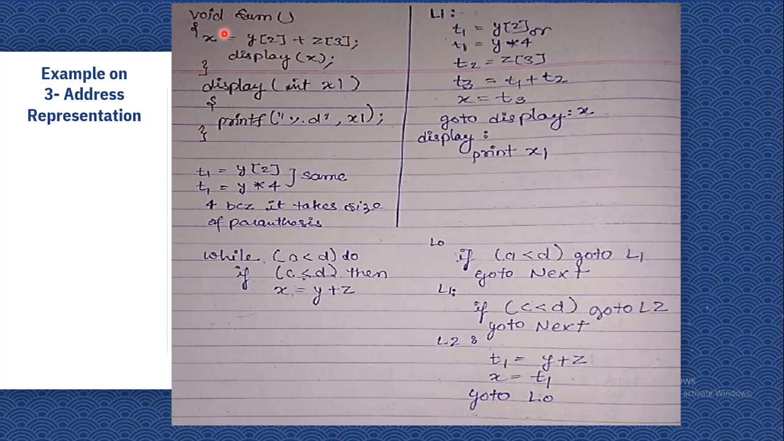So L1 is sum, and the value of y of 2 is stored in x, the value of z of 3 is stored in T2, T3 equal T1 plus T2. Then transfer this value T3 to x and display this x. What happens in display x? We are printing the value of x.